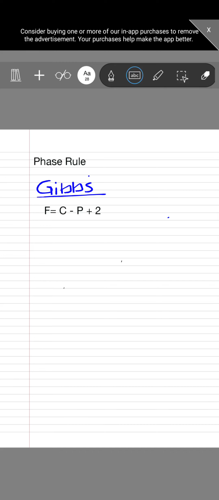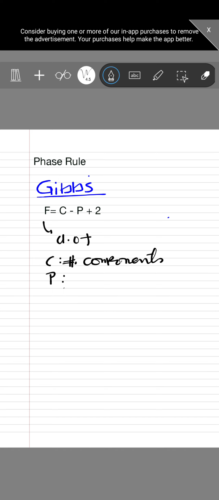Hello students, so in this lecture we will be discussing in detail what the Gibbs phase rule is. Mathematically, the Gibbs phase rule can be expressed as F is equal to C minus P plus 2, where F is the degrees of freedom, C is the number of components, and P is the number of phases which are in equilibrium. So this is the Gibbs phase rule.